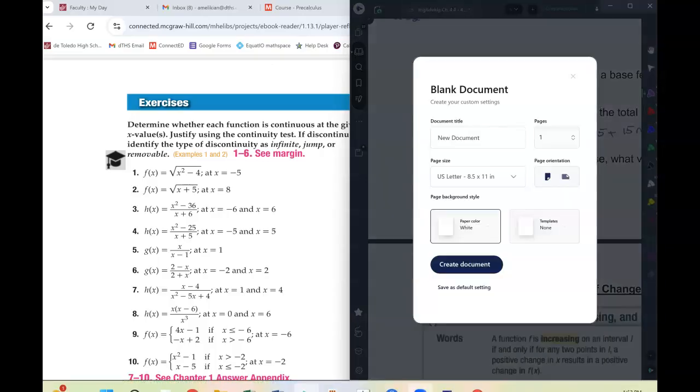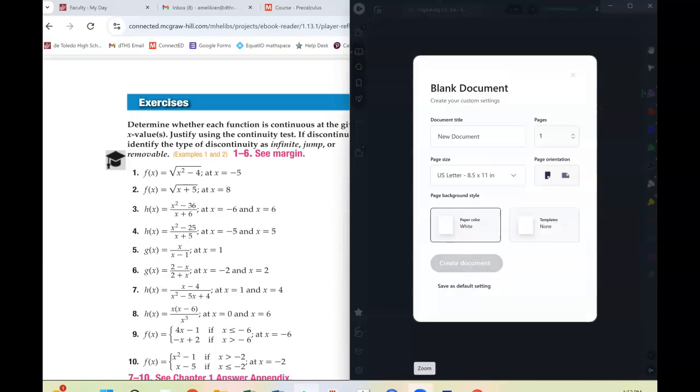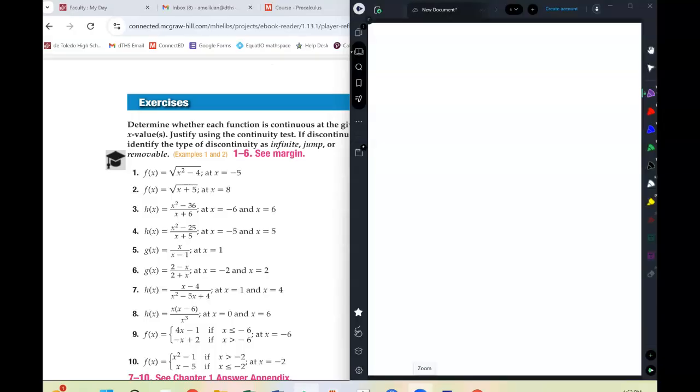So to justify using it, this is continuous at -5. But to justify it, you have to use the 3 steps. So for example, f of -5, you have to actually say this. f of -5 is how much? Root 21. And then you have to say the limit of f of x as x approaches negative 5 is equal to what? So now you graph this.